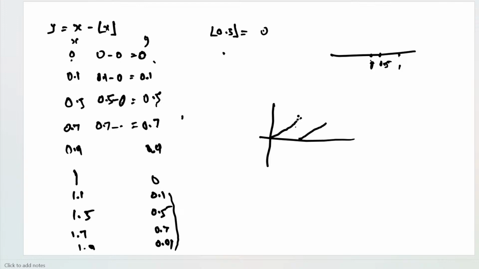Yes, sir. Agreed. So basically what we are saying, f of x is equal to f of x plus 1. Agreed or not? f of 0.1 is equal to f of 0.1 plus 1, which is nothing but f of 1.1. Agreed?